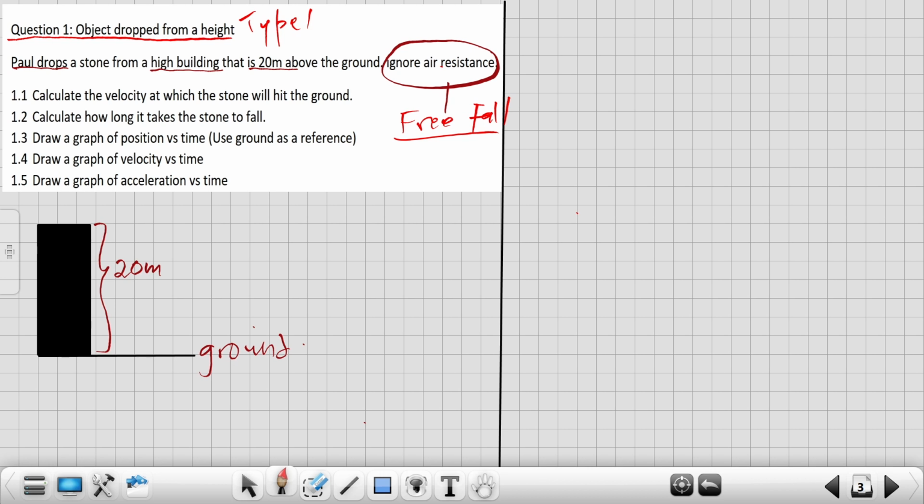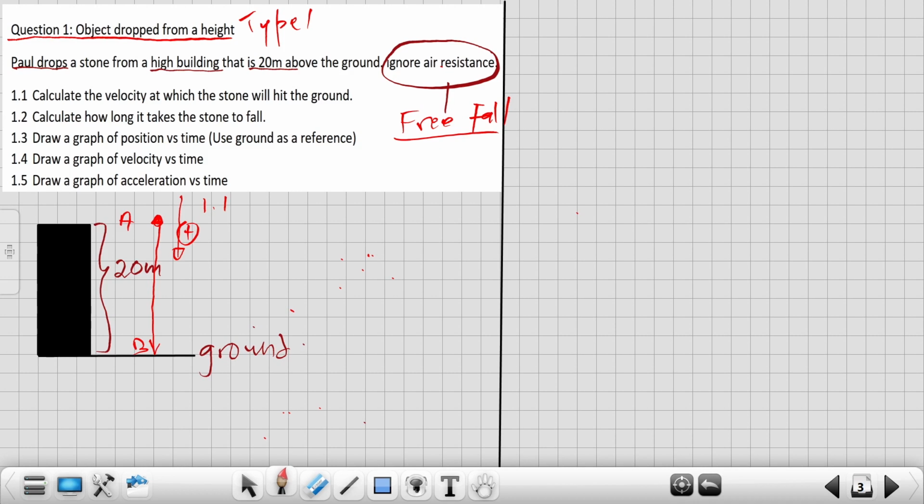But there's a lot of things happening here. The first one, they say, calculate the velocity at which the stone hits the ground. So I will do 1.1 here. We have our sketch. We label it now A and B at the bottom. And then the motion of the object is only downward. So what must I do? In this instance, I can choose my downward as positive, because the only motion I have here is a downward motion.